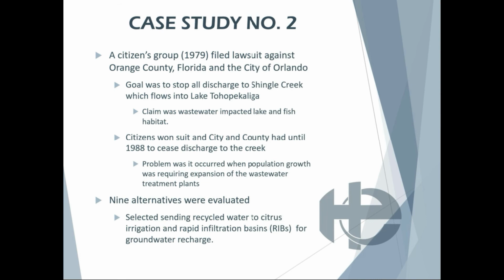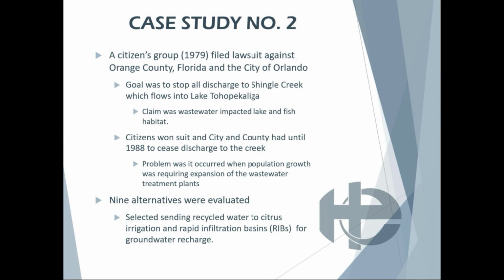A second case study to think about occurred in Orange County, Florida, and the city of Orlando. At that point in time, in 1979, a citizens group filed a lawsuit trying to stop all discharge to Shingle Creek, which then flows into a nearby lake. The claim was that the wastewater was impacting the lake and the fish habitat. In this particular situation, a decade later, the citizens actually won the suit. The county had a very limited amount of time, up until 1988, to cease the discharge to the creek.